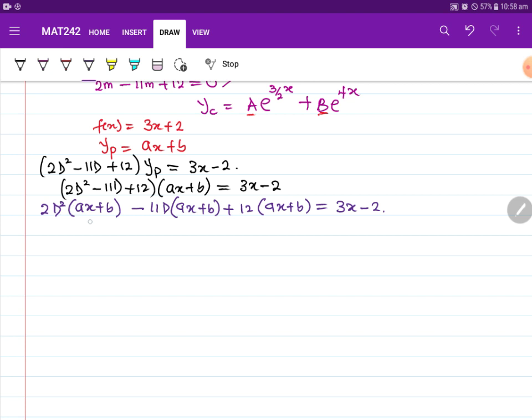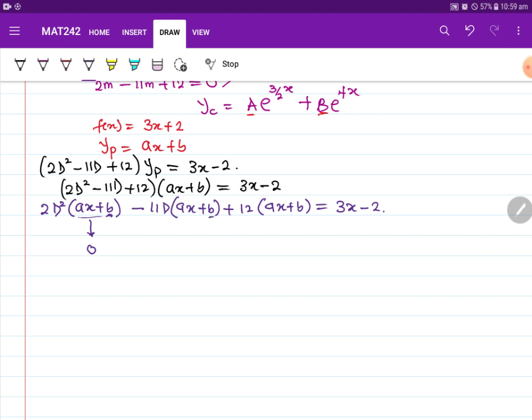So this D squared means I'm differentiating twice. If I differentiate b twice, I have 0. If I differentiate ax the first time, I have a. If I differentiate a the second time, I have 0. So the second derivative of what is there is 0. Multiply it with these two, this part gives me 0.